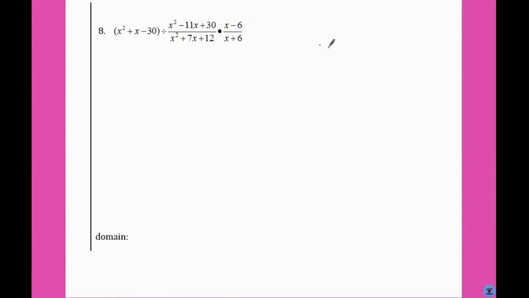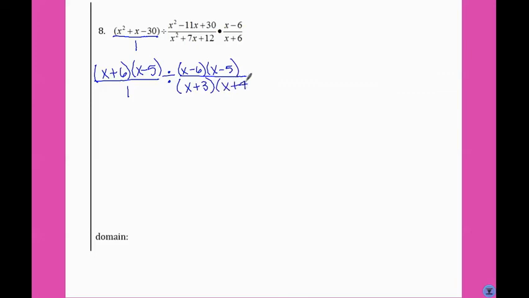All right, one big challenge problem. So we got a lot of factoring to do with this one. Our first fraction doesn't look like a fraction, but we know that anything can be put over 1. This is going to factor to x plus 6 and x minus 5. Keep that over 1. Then we're going to divide by x minus 6 and x minus 5 over x plus 3 and x plus 4 times x minus 6 and x plus 6.